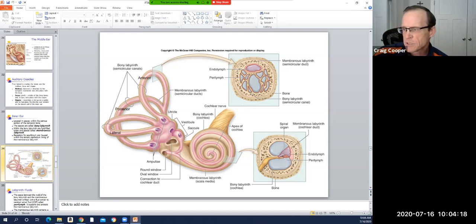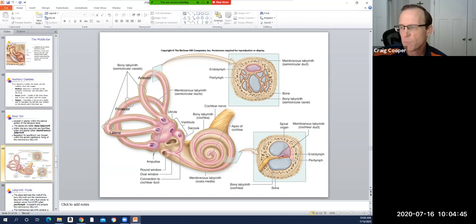Over on the other side, we've got a couple of little structures at the base of the three loops. This is called the vestibule. A vestibule is kind of like an entryway. The vestibule for inner ear function is the first part that we make sense of. We've got two distinct structures within this vestibule: the saccule and the utricle.